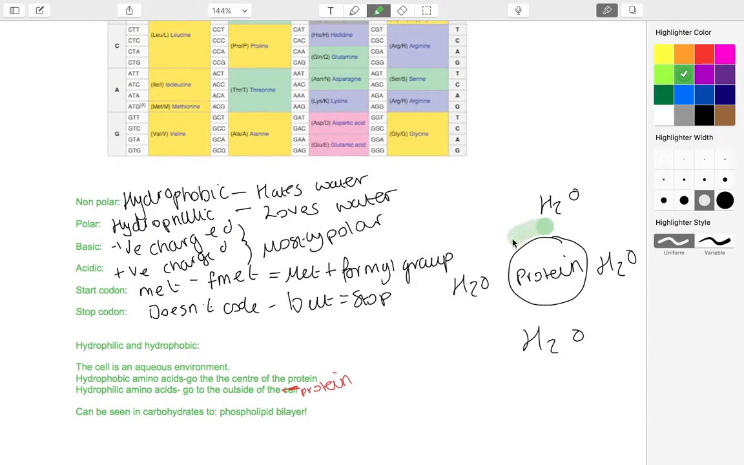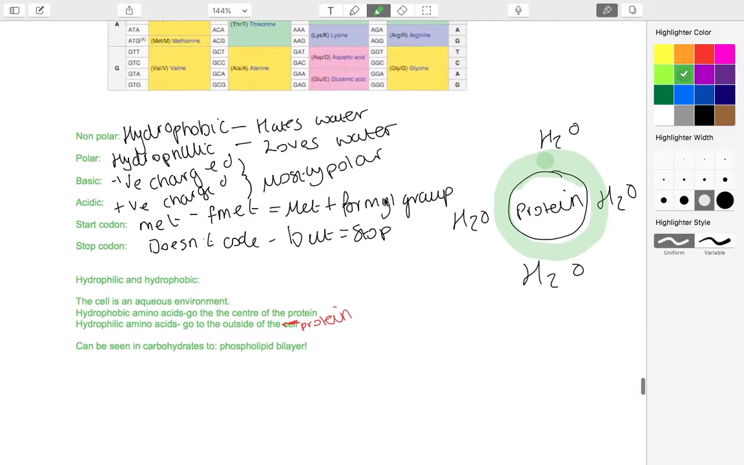So here we go. These would be where you'll find your hydrophilic. They love it. And these would be your hydrophobes.